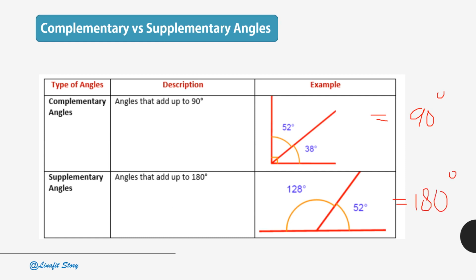And then remember, the angles don't have to be together. So for example, here is 60 degrees, while this one is 120 degrees. These two are supplementary angles because 60 plus 120 equals 180 degrees.